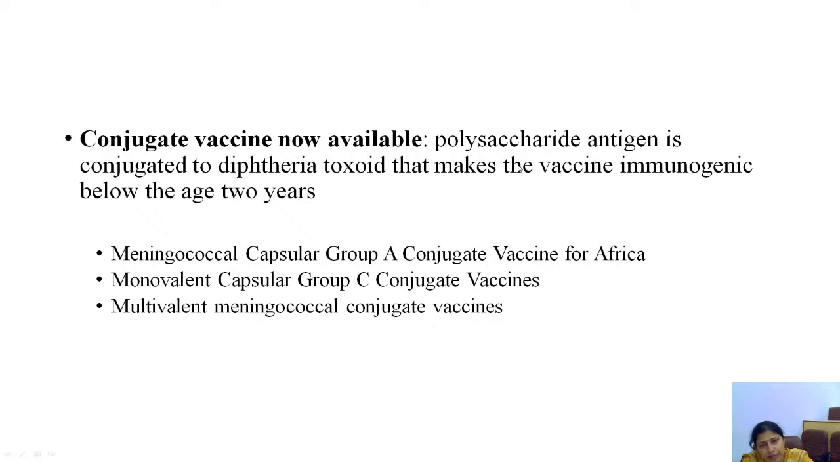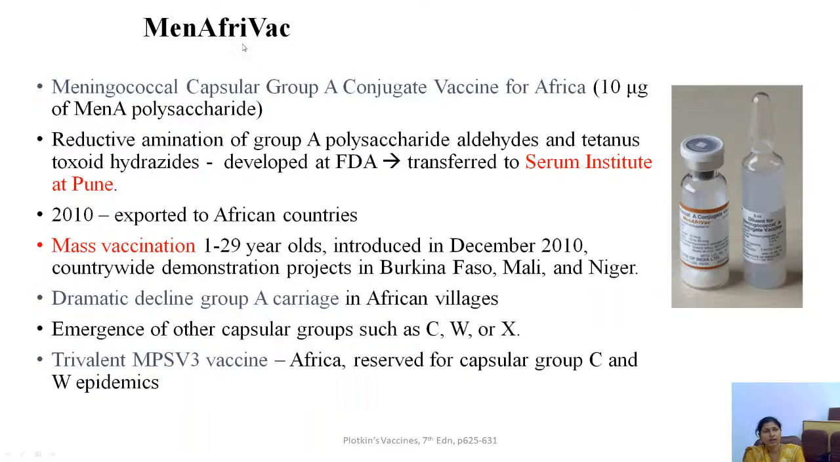For Neisseria meningitidis also, the conjugate vaccine is now available, just like the conjugate vaccine in pneumococcus, where it is conjugated with diphtheria toxoid that makes the vaccine immunogenic below 2 years. Okay. The meningococcal capsular conjugate vaccine is mainly given in Africa. There are also conjugate vaccines targeting different other polysaccharides.